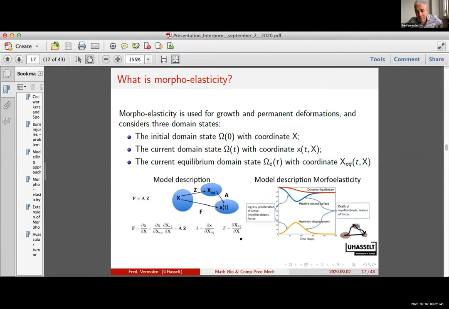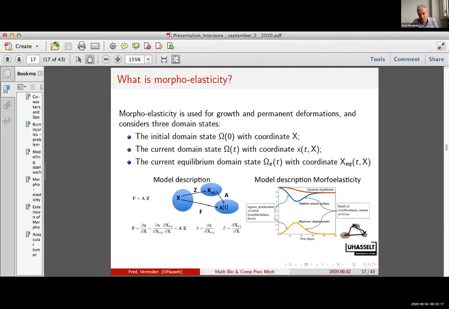So the idea of this type of morpho-elastic model is that we consider three different domains. First, of course, we have the initial domain, which is omega zero, with coordinate capital X. So this is the original domain. And then there is a current domain, and so the wound might have contracted to this domain, in which we have a coordinate small x. Furthermore, if you relax all the forces that we have here, then the wound domain will not go back to the initial domain, but it will go back to a new equilibrium domain. So there's a new equilibrium here as well.